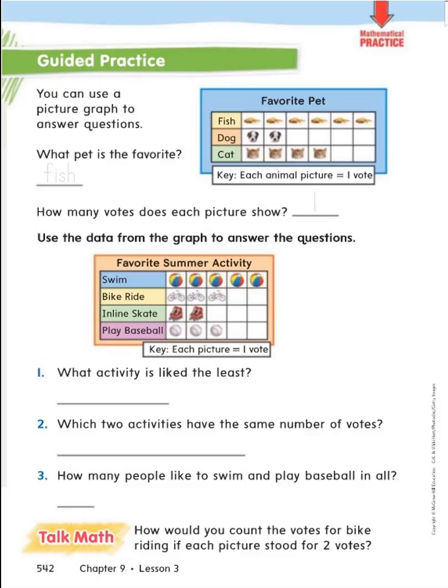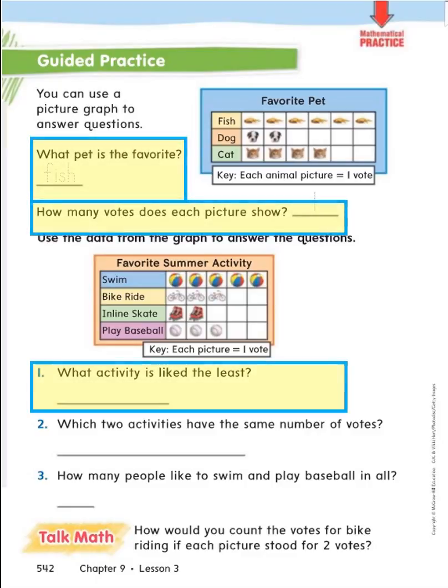So the question is, what pet is the favorite? And how many votes does each picture show? Well, the favorite pet is the one that's going to have the most votes, right? So we can see the fish has the most: 1, 2, 3, 4, 5, 6. So we would write the word fish right there. I know it's already written in.